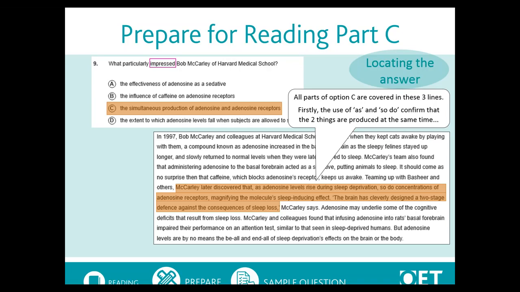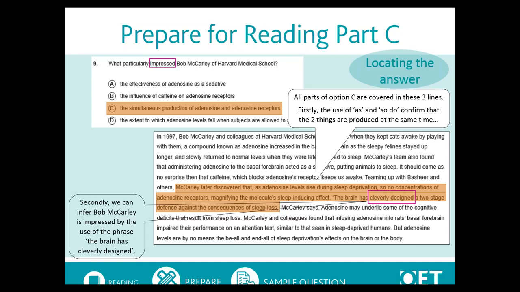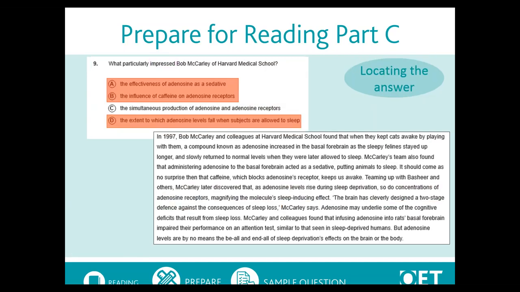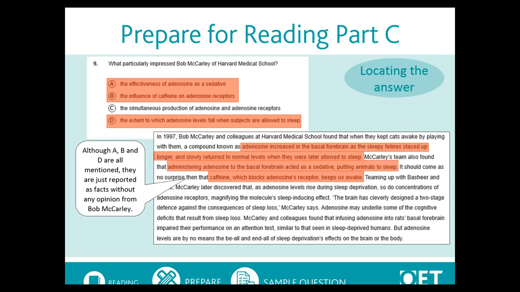This meaning is inferred by the phrase "cleverly designed". It's another example where you need to understand the meaning created by the words together rather than the simple definition of individual words. In this question, this is what makes the other answer options incorrect. They are all mentioned within the text, so in that respect are no different to option C. But the significant difference is that they are presented as facts, results of findings, but without any opinion from Bob McCarley. We cannot understand that he is impressed by these, therefore.